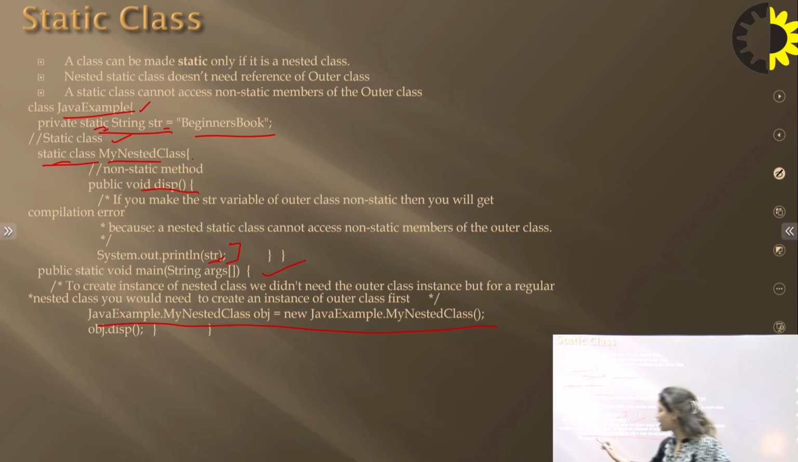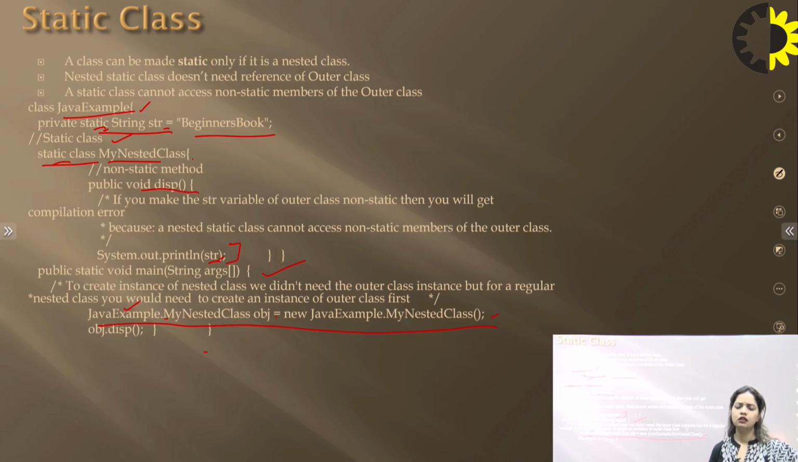First, we have the outer class, which is bounding our static class, and then the dot operator. My nested class is our static class, and then we have an object name. So we are not directly invoking the static class, we are indirectly invoking it through our outer class. JavaExample.MyNested, then the object name equals new JavaExample, the outer class, dot the nested static class, and we are creating the constructor for that. This is totally different from the normal way of creating an object.